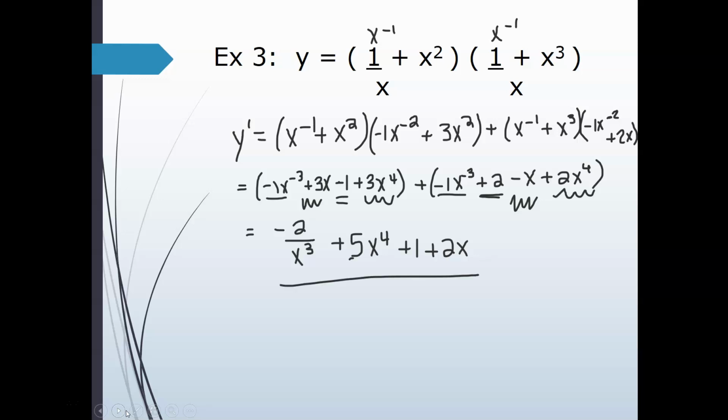You can see it's identical, but do you see how actually FOILing to start made this problem easier than the product rule? You missed the other one. Good. So again, it's not wrong. There's not a right or a wrong. One is just messier.